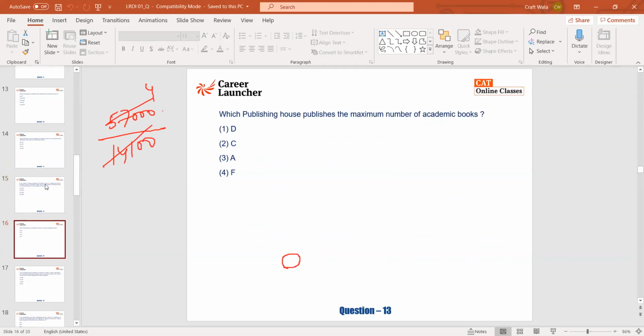Next, which publishing house publishes maximum number of academic books? What do you get for this? F. Is everyone getting F for this? Okay.